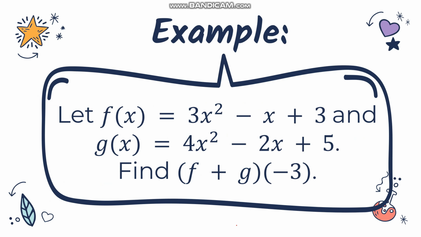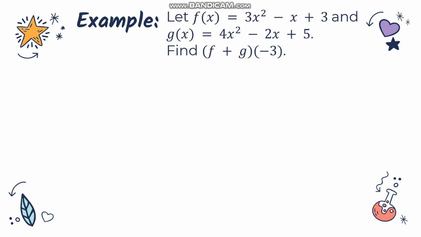Third example. Let f of x equals 3x squared minus x plus 3 and g of x equals 4x squared minus 2x plus 5. Then we have to find f plus g of negative 3. Now compared with the last two examples, this time we already have a given value for the variable, which is negative 3. This means that after we add the two functions, we still have to evaluate. Now you have a choice whether to add first, then evaluate, or you can do it the other way around.